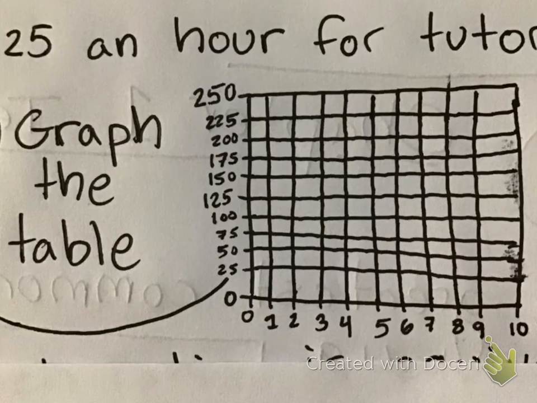So, here would be the graph. So if we did this graph, and if we did it a little bit better than I drew it, we have 1 and 25. We have 4 and 100. We have 5 and 125. We have 7 and 175. And we have 9 and 225.